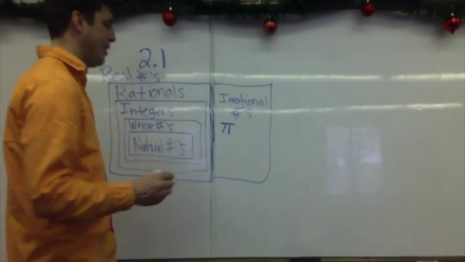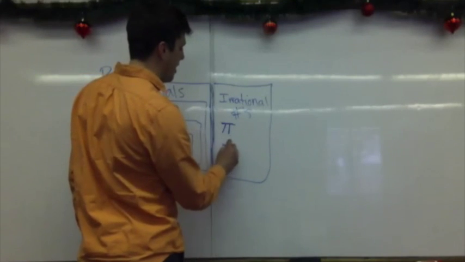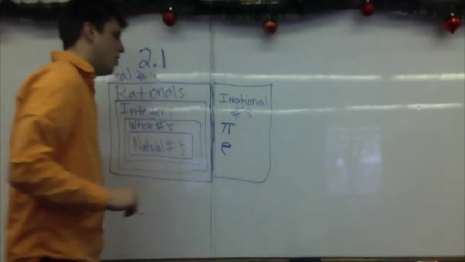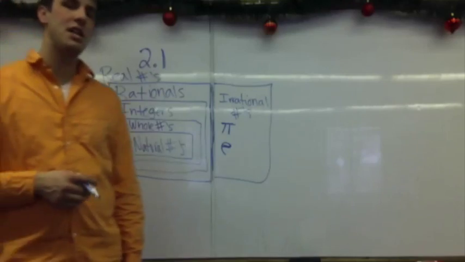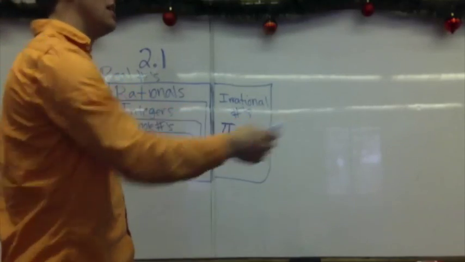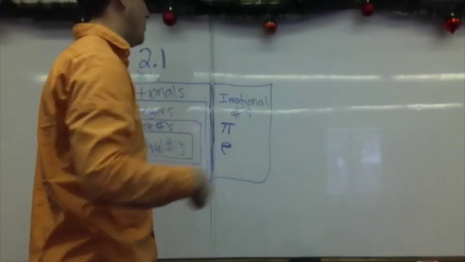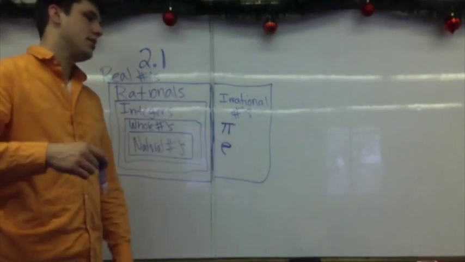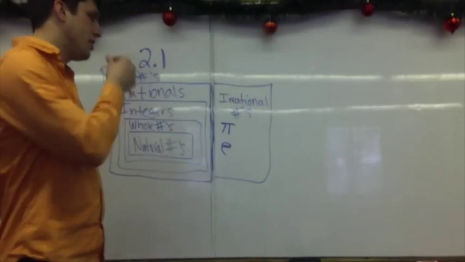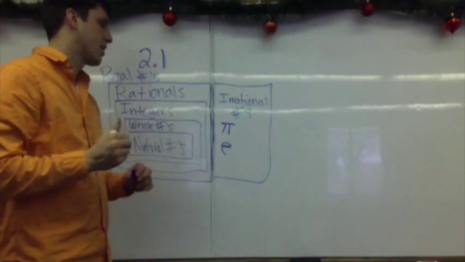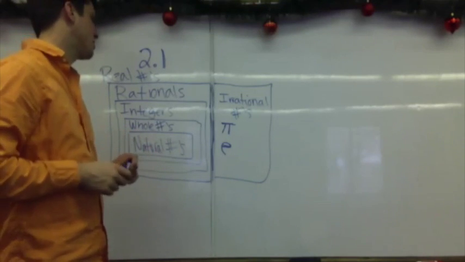Another one would be the number e, which you don't know about yet. Or if you were to just make up a number, and you would always give a random decimal, there would never be a repeating pattern within the number. So those are examples of irrationals.